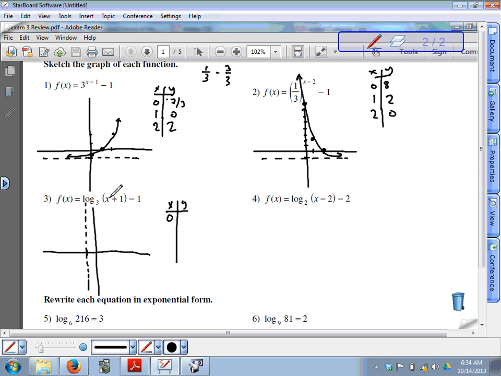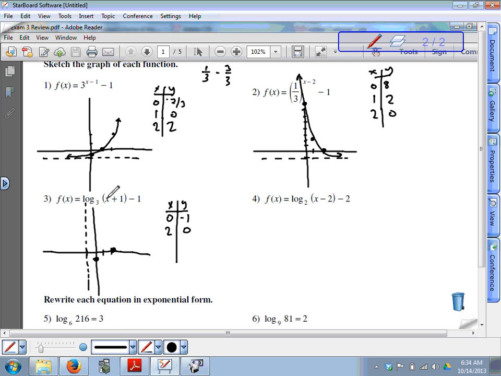0 plus 1 is 1. The log of any base of 1 is 0. 0 minus 1 is negative 1, so 0, negative 1 is a point on the graph. If we are a little bit clever now about our x values, we could let x equal 2, for example, because 2 plus 1 is 3. Log base 3 of 3 is 1. 1 minus 1 is 0.